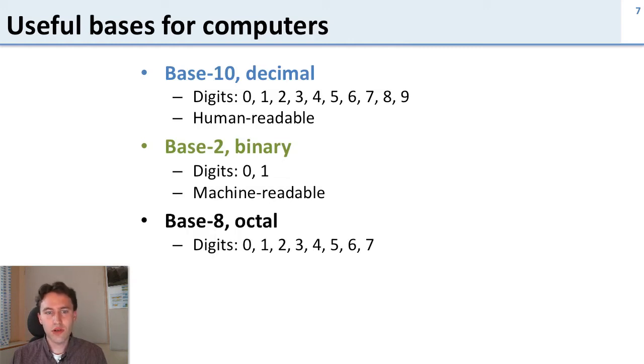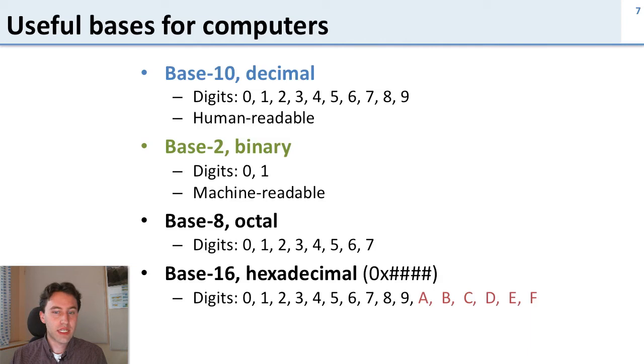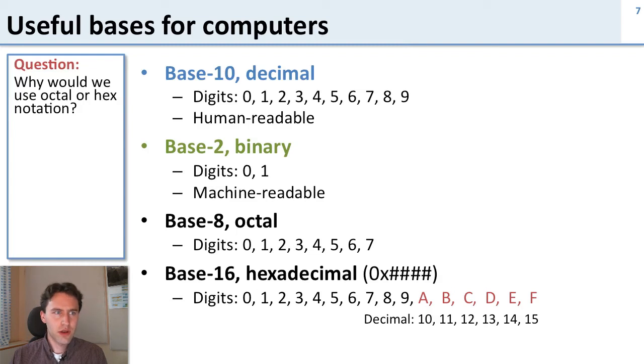And then there are two others that are often used. There's base 8 or octal. Here we have digits 0 through 7, so we have 8 digits. Or base 16, hexadecimal, which is often written 0x and then a number, which has 16 digits. So in addition to the normal 0 through 9, we also have A, B, C, D, E, and F, which represent the decimal numbers 10, 11, 12, up to 15. So here's a question. Why would we want to use octal or hex notation? What's the benefit of using either fewer numbers or more numbers when we write stuff out?